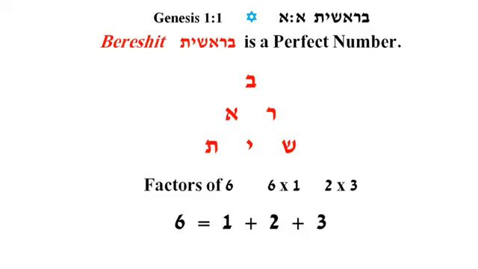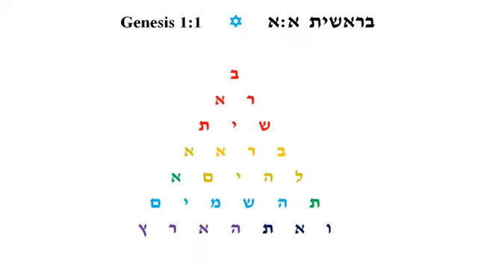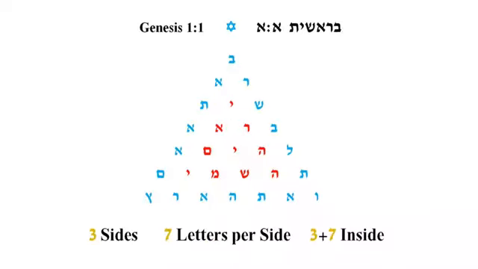Okay? It turns out the entire verse of Genesis 1:1 is 28 letters. 28, if you remember, was a triangle number. So you can put the entire verse of Genesis 1:1 into a triangle. When you do, you end up with 3 sides, 7 letters per side, there's your 7, and you have an inner triangle, which I made red, that's 3 plus 7, 10, okay?